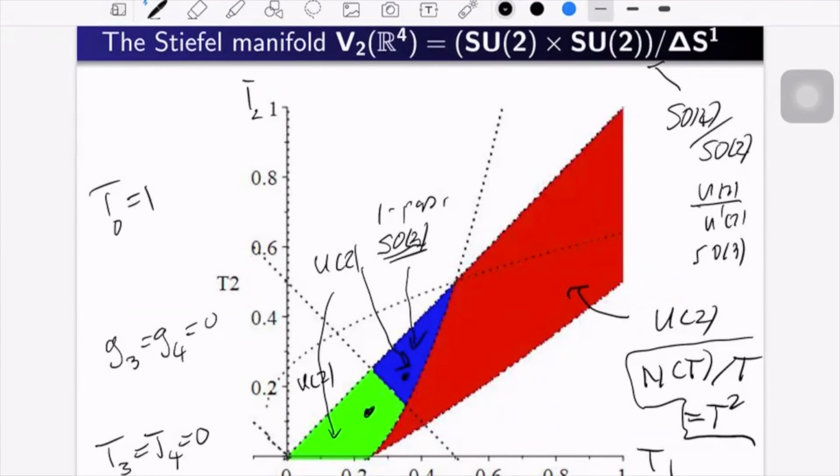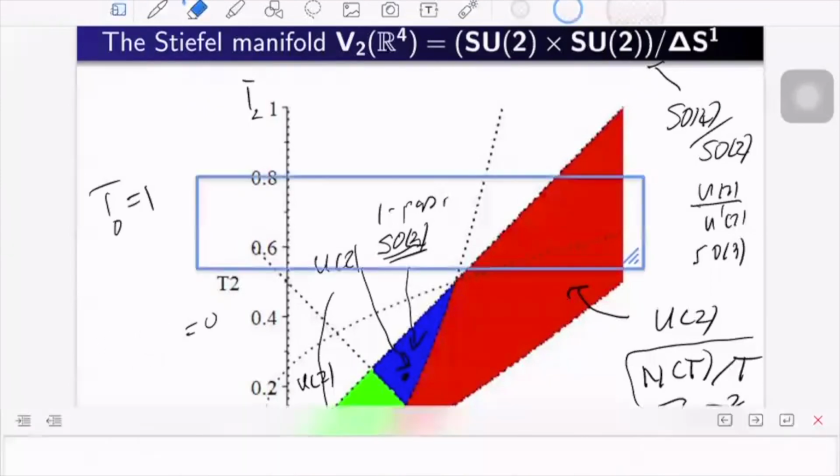I can now look at these critical points in the space of all metrics. So now assume that these variables here are x3 and x4.